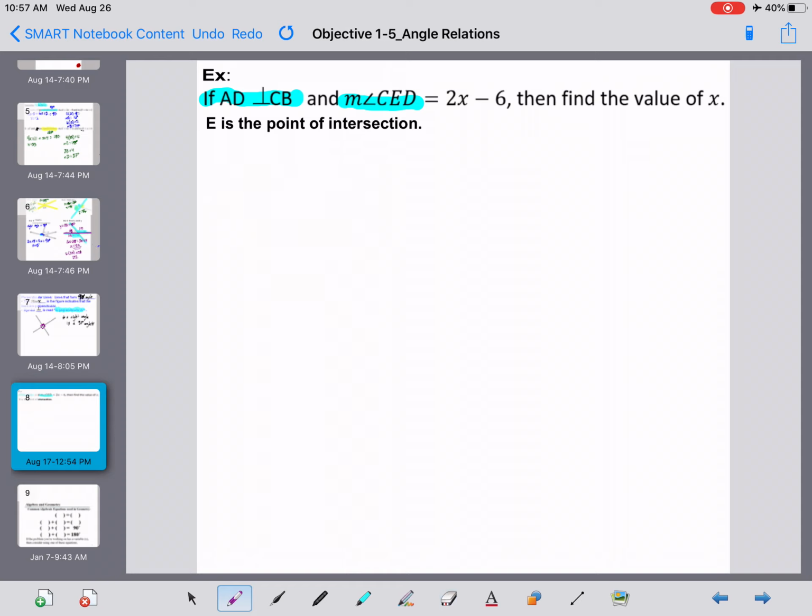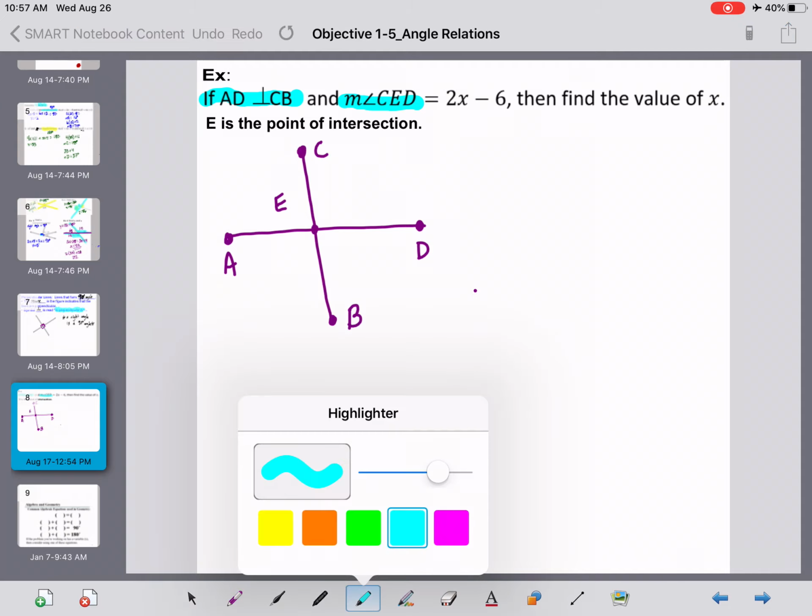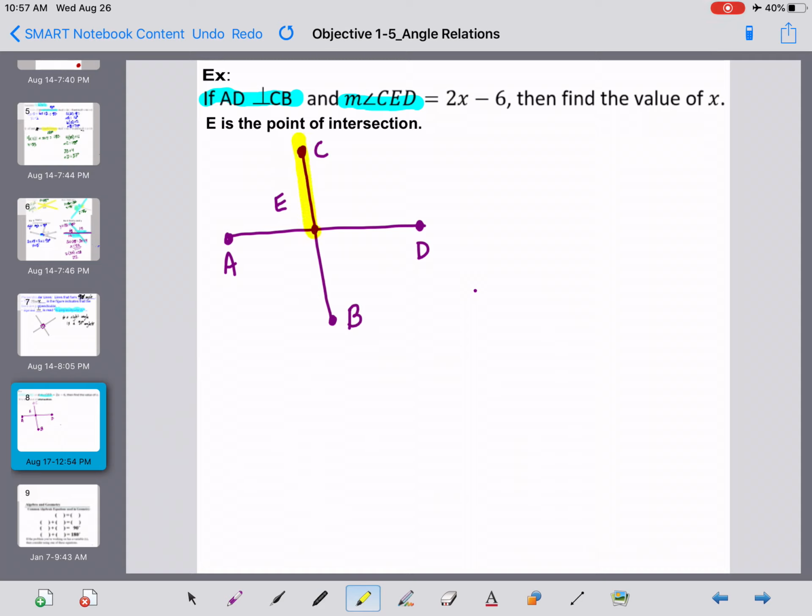See if I can draw that line a little bit better. All right. A, D, C, B. E is the point of intersection, so that'll be E. I've got an angle CED, so CED is right here. Talking about this angle, I'm talking about this part over here that's highlighted. That angle is 2x minus 6.